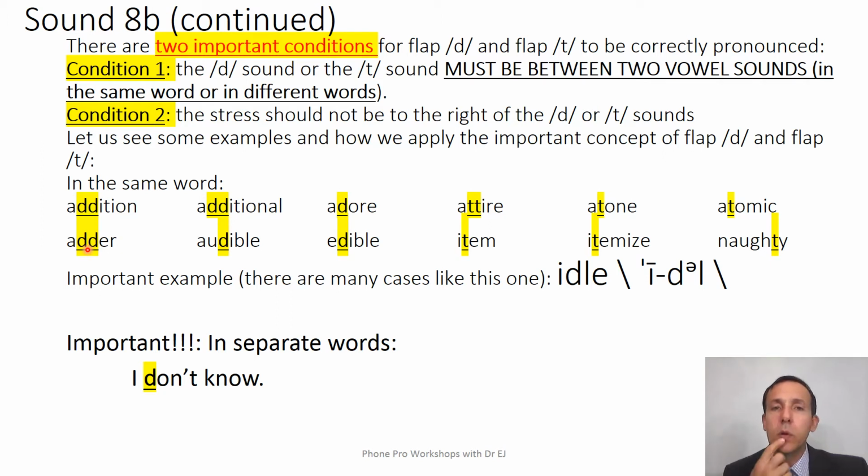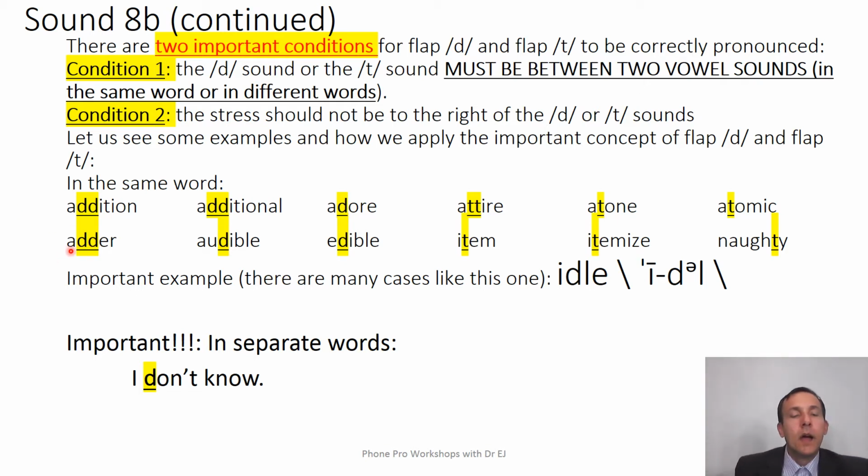It's very simple. You produce it by touching the alveolar ridge, behind your teeth, with the tip of your tongue. So if these are your teeth and this is your tongue, you say like this: ra, re, ri.